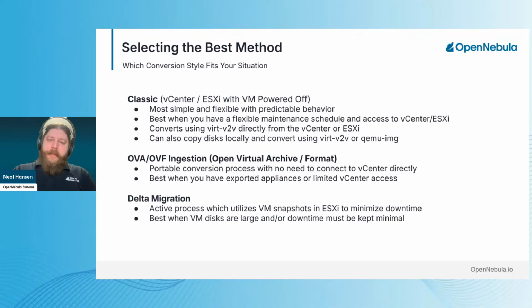If you don't have access to the vCenter directly, or you're in OpenNebula for security reasons or whatever, and you just can't directly access the API, the OVA OVF ingestion is perfect for that. As long as you can export your appliances, you can import them into OpenNebula.